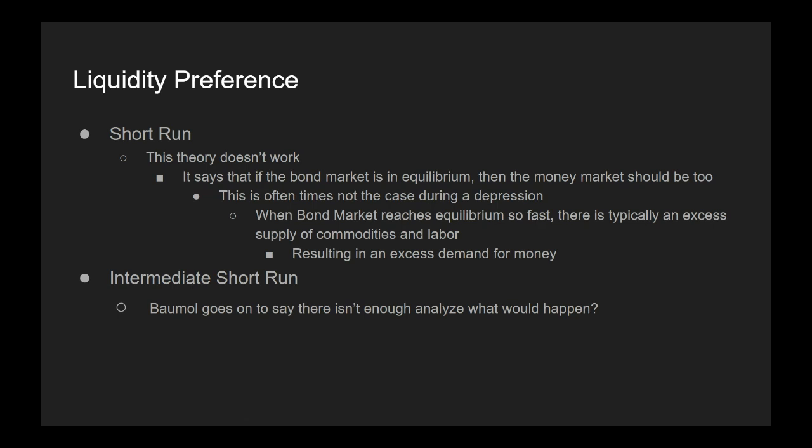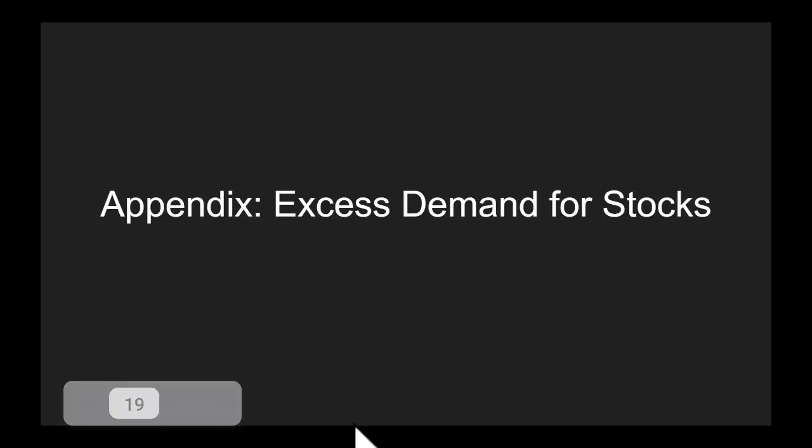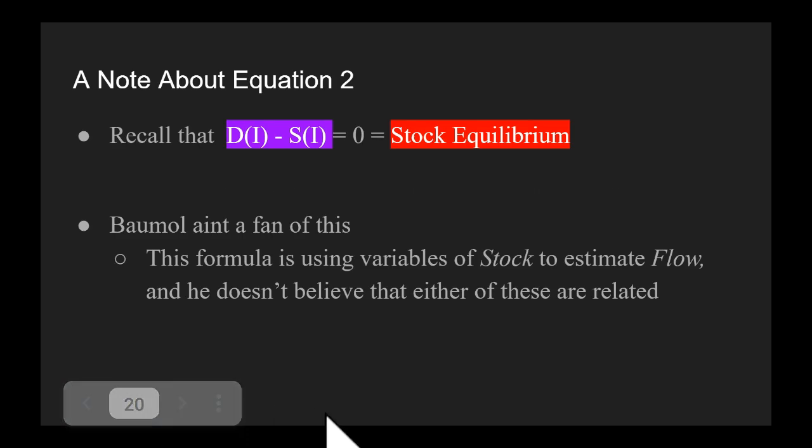In the intermediate short run, Baldwin doesn't really say much on what the liquidity preference will say, other than that there isn't enough information out there to gauge what it would do. In the appendix, which is the fourth section of this paper, excess demand for stocks, Baldwin talks about the second equilibrium equation, the stock equilibrium equation, and issues he had with that, and how he flip-flopped on that a little bit. So note equation 2.